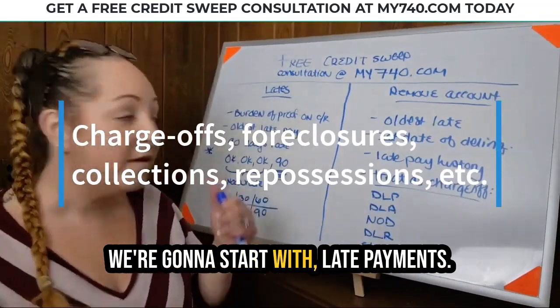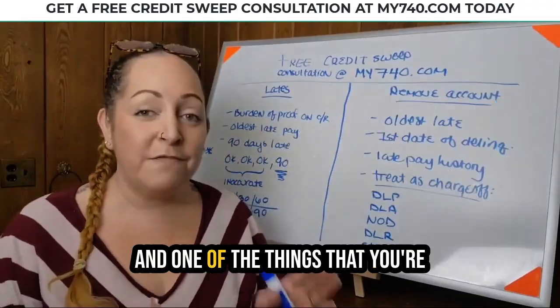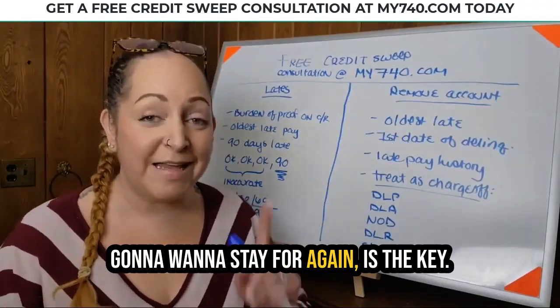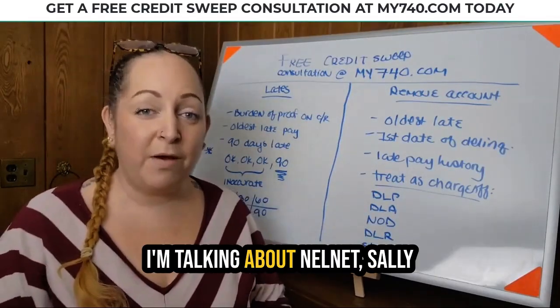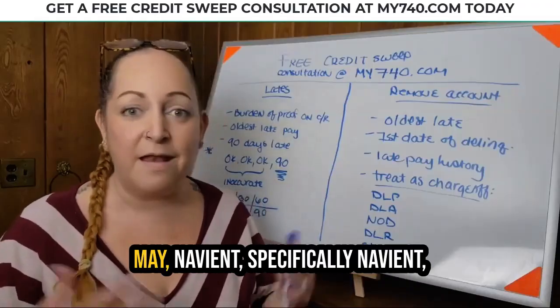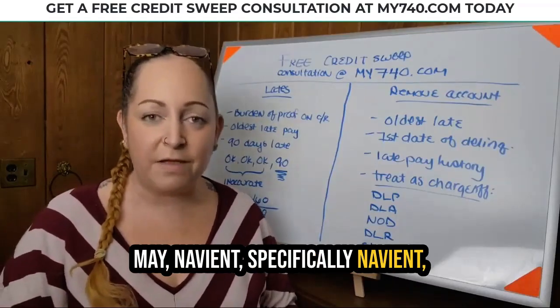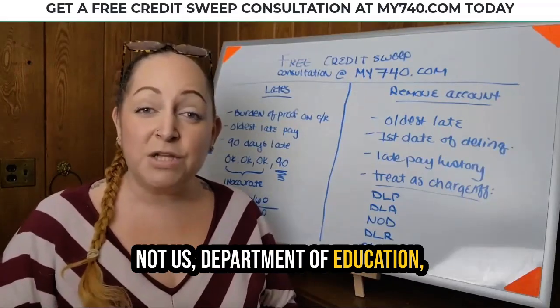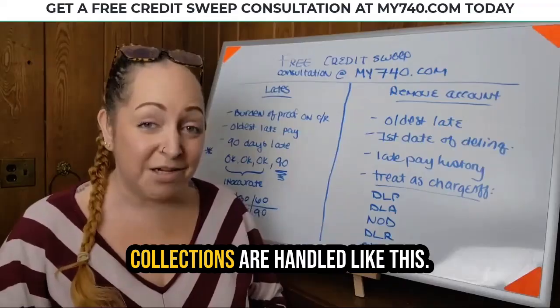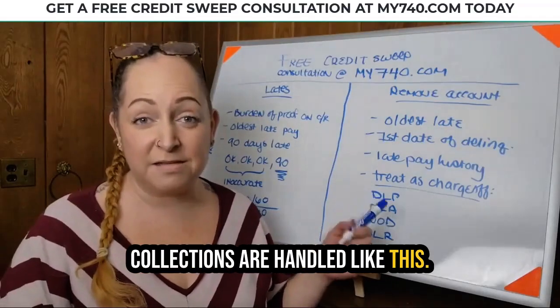We're going to start with late payments. And one of the things that you're going to want to stay for, again, is the key. I'm talking about Nelnet, Sallie Mae, Navient, specifically Navient, not U.S. Department of Education. Those actually come over as collections, are handled like this, not this.